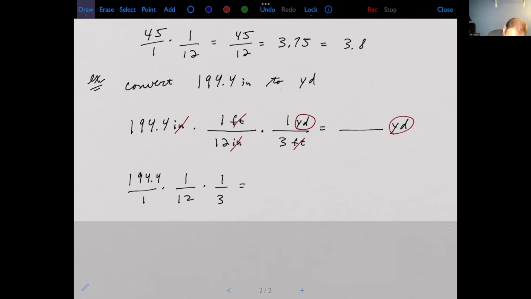So this is going to be 194.4 over 36, which is equal to around 5.4. We'll talk more about significant figures in a later video, but let's say I'm starting with 4 significant figures. I want my answer to have 4, then I'd just add 2 zeros to it. So it would be exactly 5.400. But if you write 5.4, that's fine. So 5.400 yards.